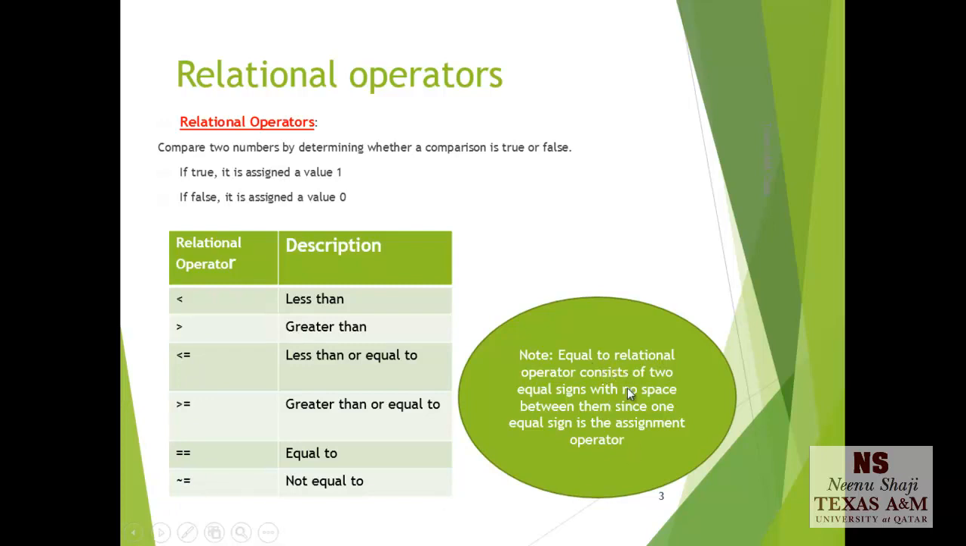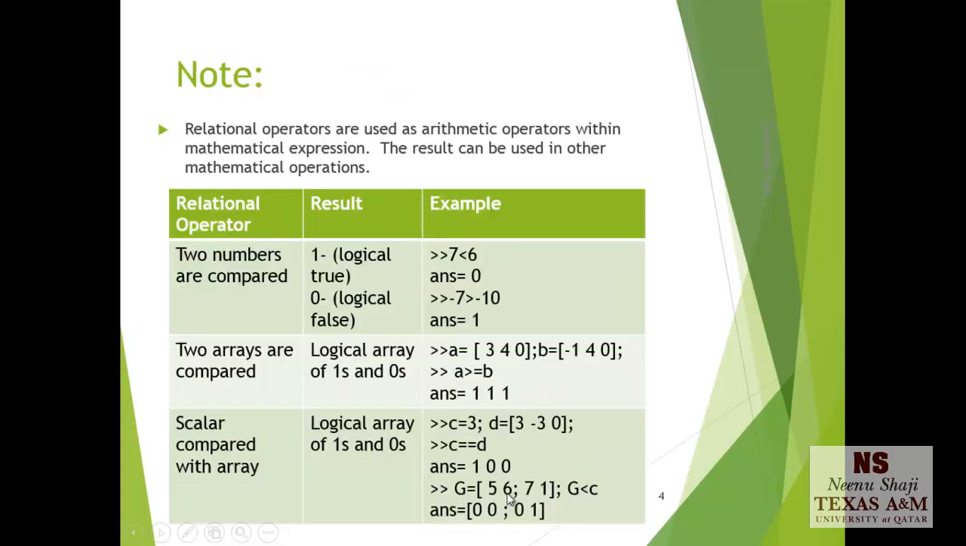The equal to relational operator consists of two equal signs with no space between them, since one equal sign is the assignment operator. Relational operators are used as arithmetic operators within mathematical expressions. The result can be used in other mathematical operations. Let's look at some of the ways in which you can use relational operators.